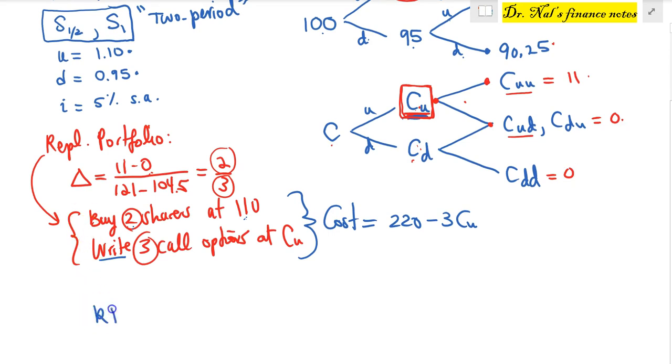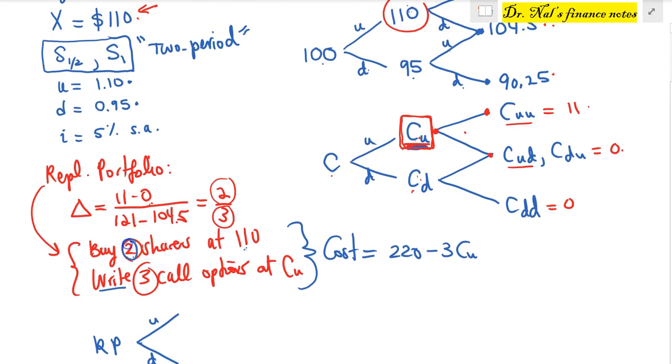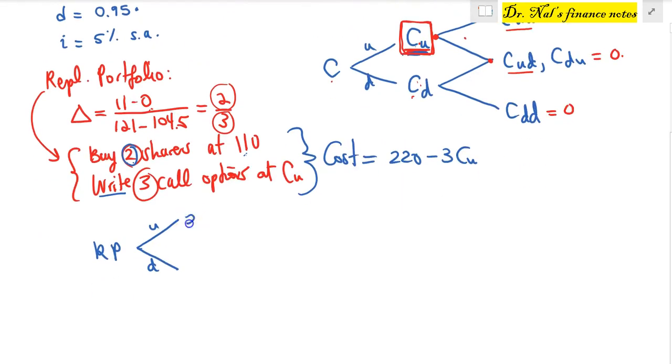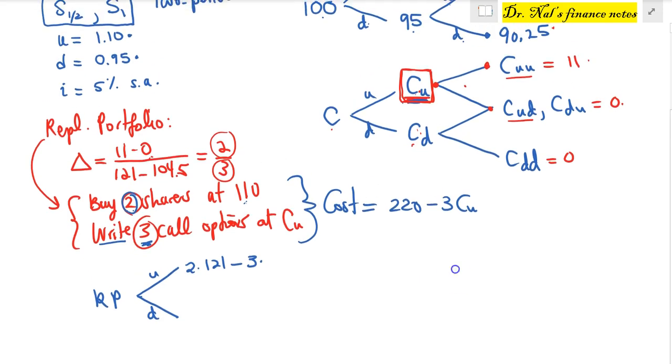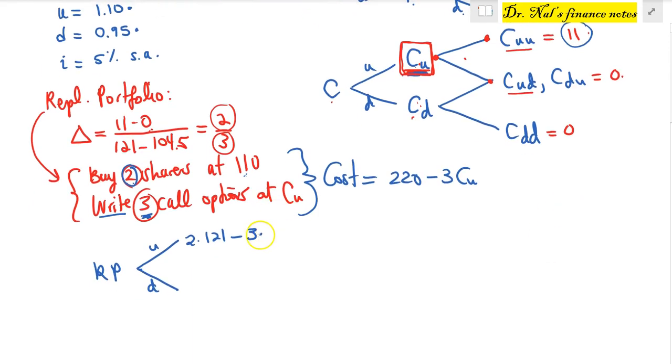Now, what happens at the nodes? For this replicating portfolio, we will either have an up or a down movement. In the up movement, our outcome at least is 2 times $121. Let's write that down. 2 times 121 minus 3 times 11. I say minus because we wrote 3 call options, and the call options expire in the money at that node. This has a value of 242 minus 33, which is $209.